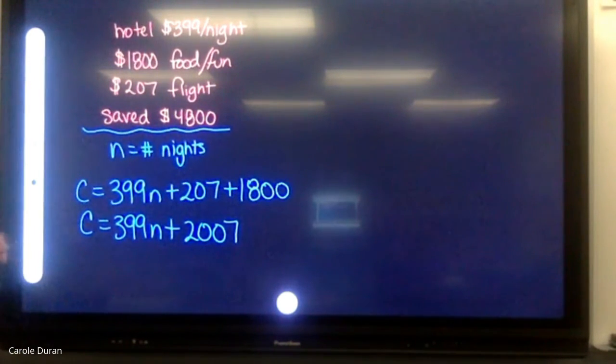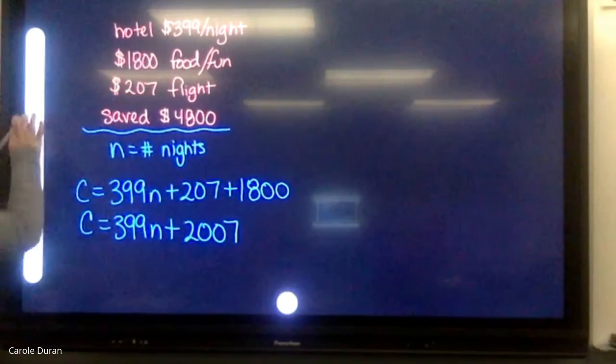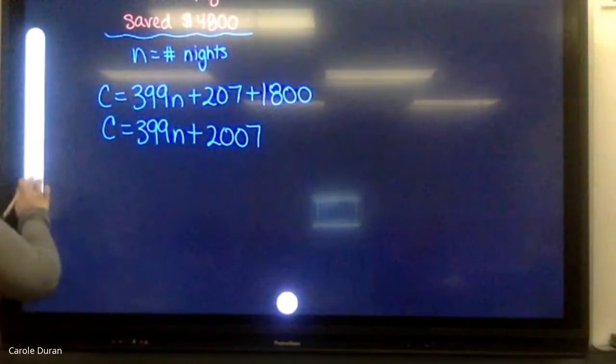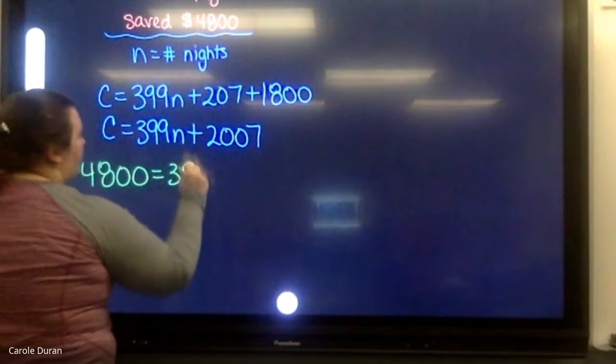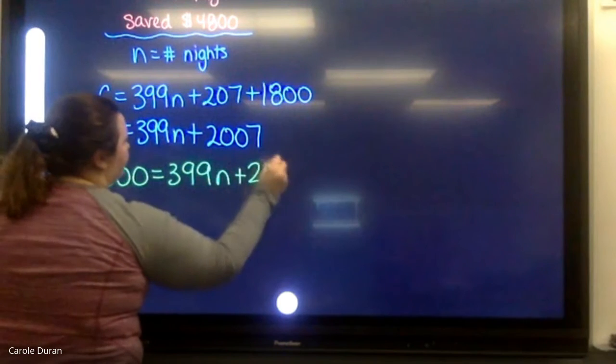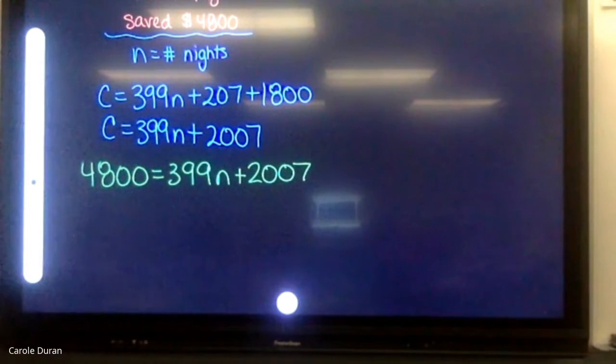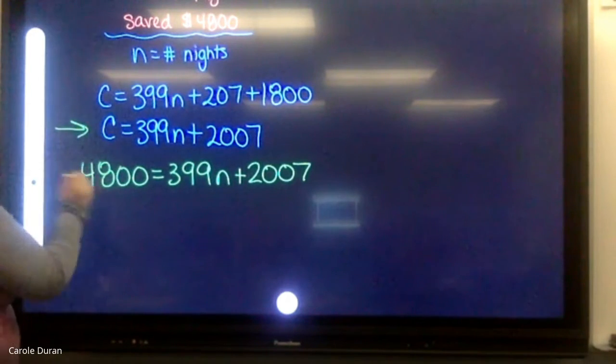The second part of this problem told me that she already saved up $4,800 and she wants to know how far that's going to get her. Where's that $4,800 going to go in this equation? It's going to go where the C is, because that's the total cost that she is allowing for. So now I have $4,800 equals this equation, and I'm going to work backwards to solve for N, the number of nights that she can stay at that hotel for this amount of money. This is the equation, and then this is us solving it.